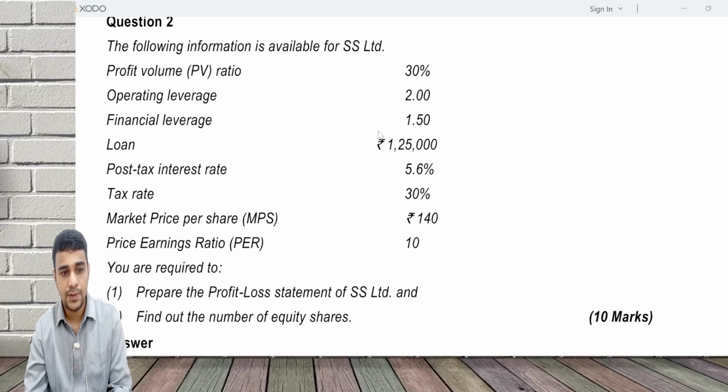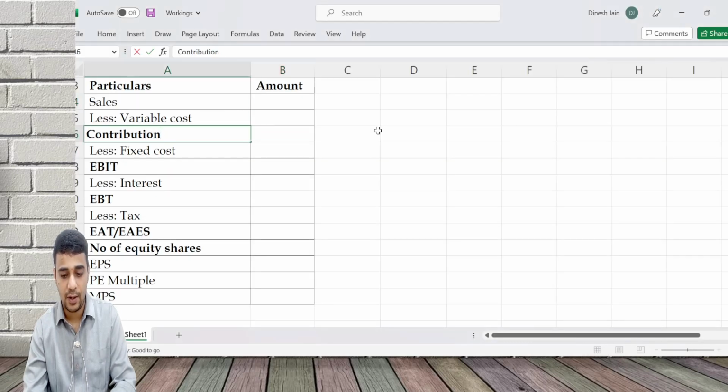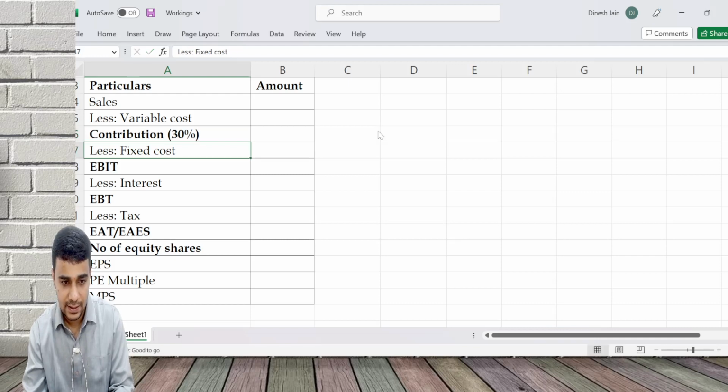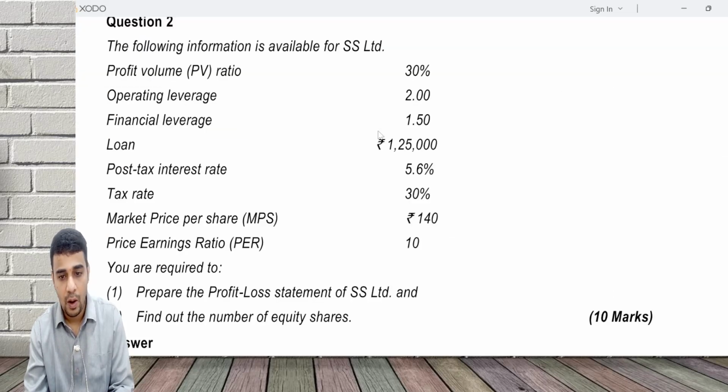So PV ratio is 30%. I'm just writing that contribution is 30% of sales. I'll come to the numbers later. PV ratio 30%. Operating leverage we cannot use. Financial leverage we cannot use as of now directly in the format. Loan is 1,25,000.